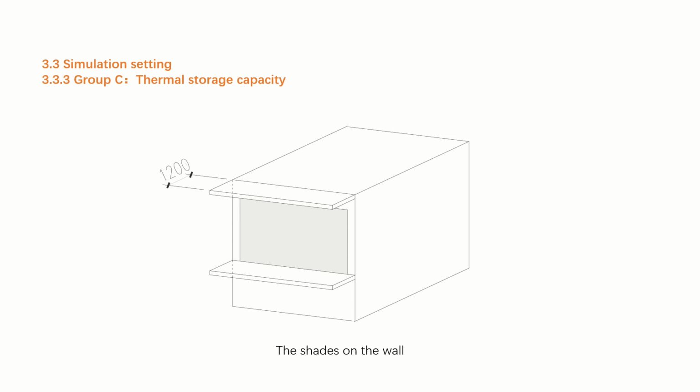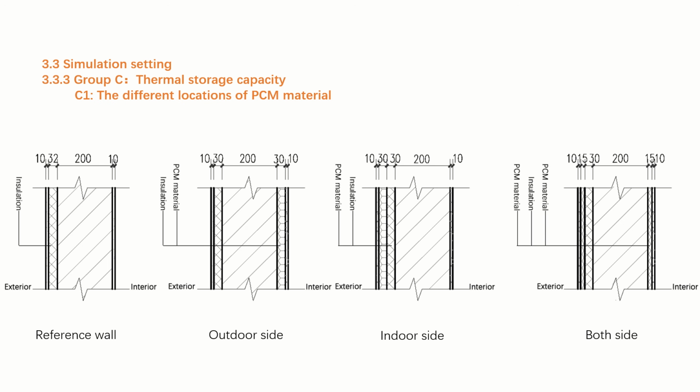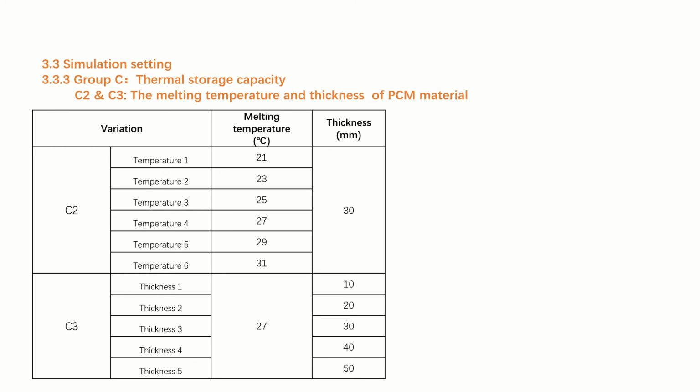And we want to know the effect of different factors on energy saving, so here are 5 experimental groups. C1 contains 3 wall configurations with different locations of the PCM layer, and a reference one without PCM. C2 and C3 were set to gain insight into the influence of the melting temperature and the thickness of PCM.